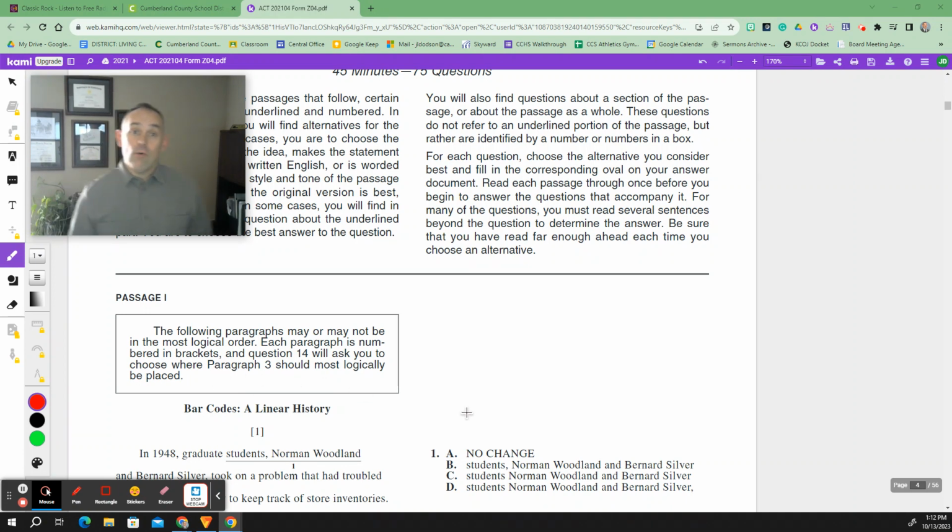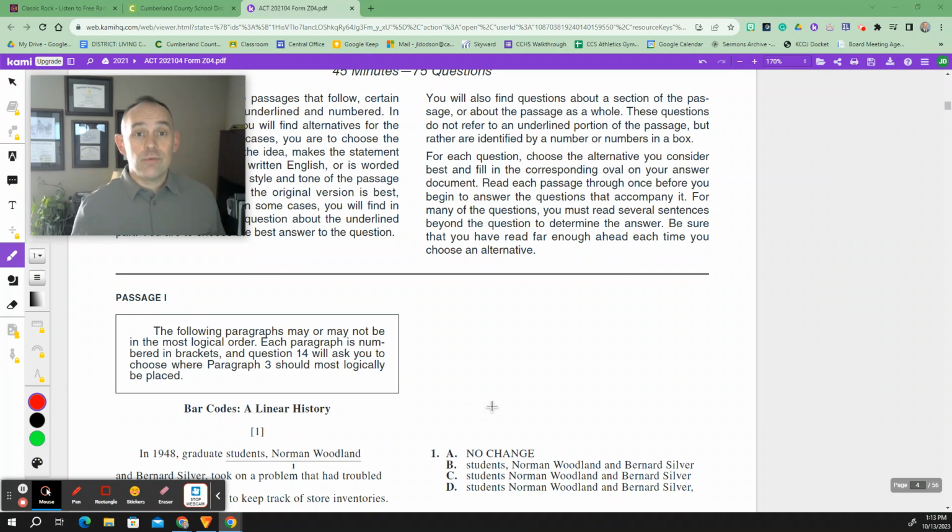So if you read through the whole thing, when you get to question 14, you're not going to lose valuable time by going back and having to reorient yourself to the logic of the passage. So if you know going into the passage that there's going to be a question about paragraph 3 in this particular set of questions, it's good to know that and read for the context as you go.